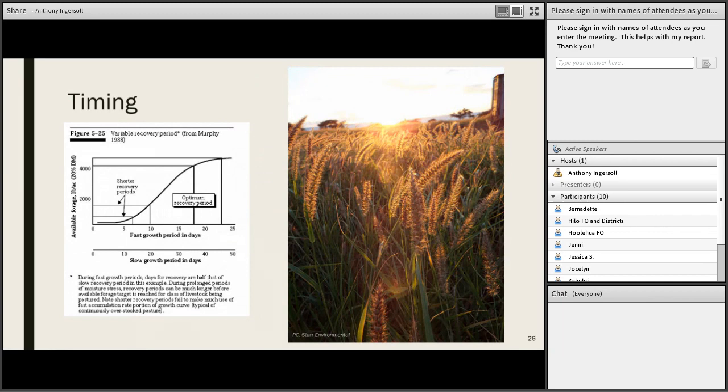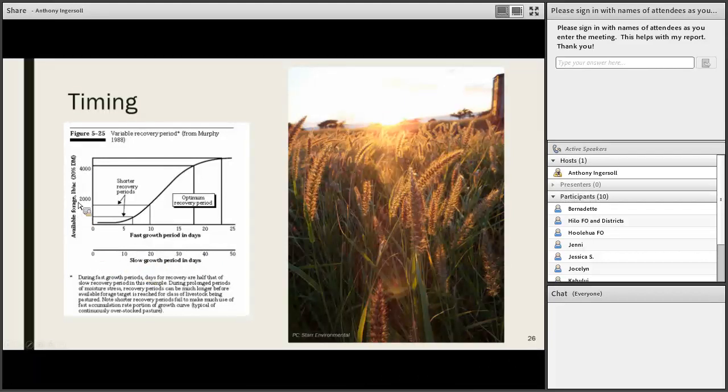Timing. Depending on whether grazing occurs during the fast or the slow growing time of the year, it might be beneficial to vary that grazing and recovery period. And so I put this same slide that I had earlier here again, and I just wanted to draw your attention to noticing that we have a fast growth period here on this horizontal axis, and then they also plotted over that the slow growth period. And they talked about, and they changed the units.